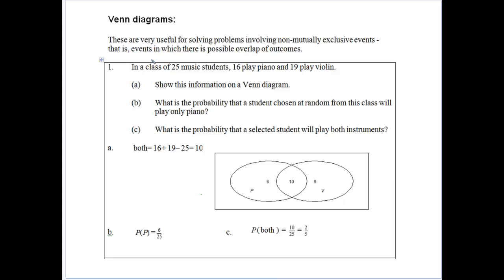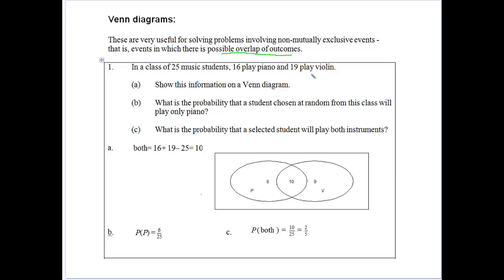Now, one type of diagram that is really useful is what we call a Venn diagram, and they become useful when we've got non-mutually exclusive events occurring. Because we have a possible overlap of outcomes, we want to make sure we get those outcomes correct. So, we've got a first example here of 25 music students, 19 play piano and 19 play violin.